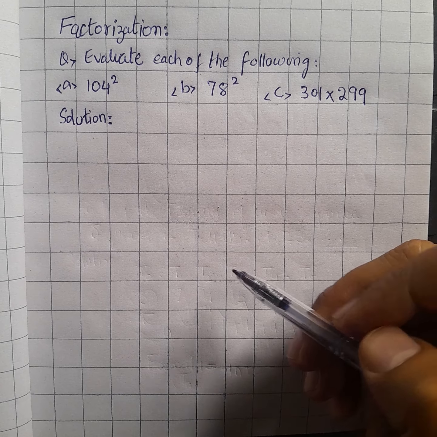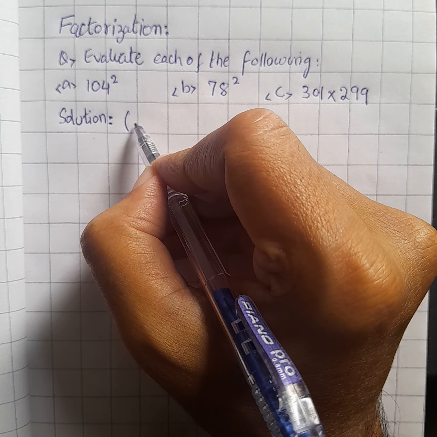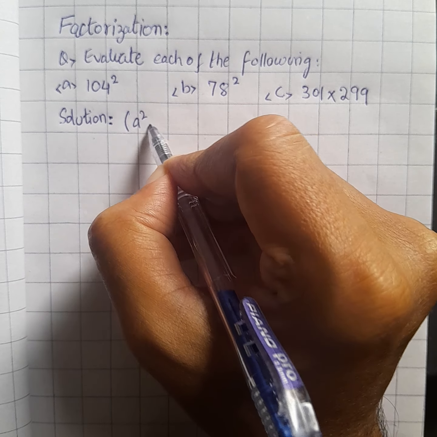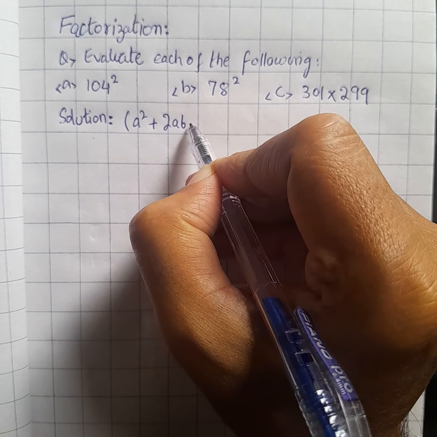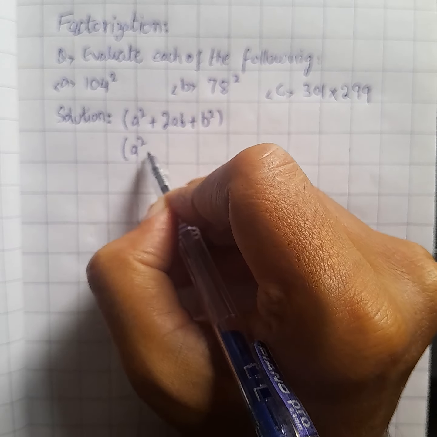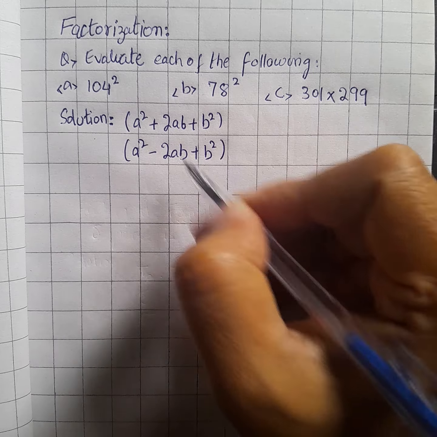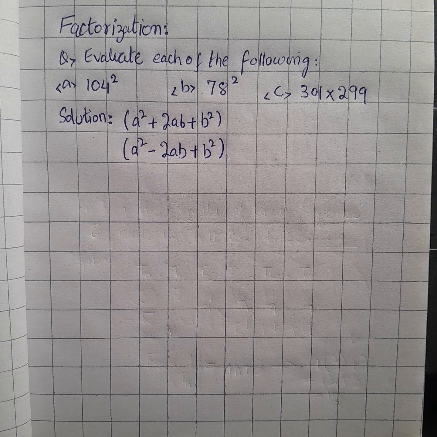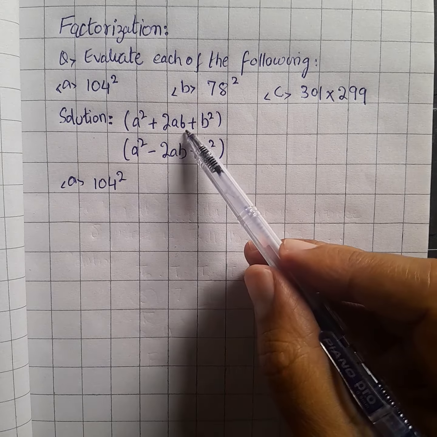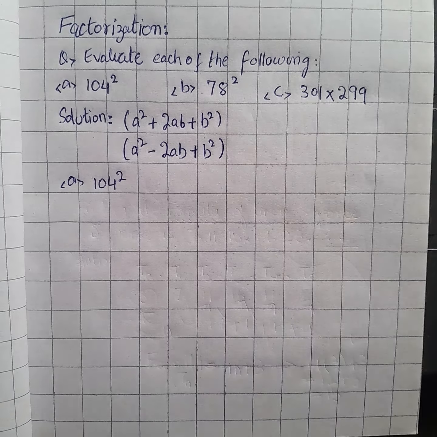If you remember the formulas we learned in previous videos, we learned that a square plus 2ab plus b square, this was the first formula. Then we learned a square minus 2ab plus b square. So you have to remember these formulas. Now using the formula a square plus 2ab plus b square, we will solve part A of the question.